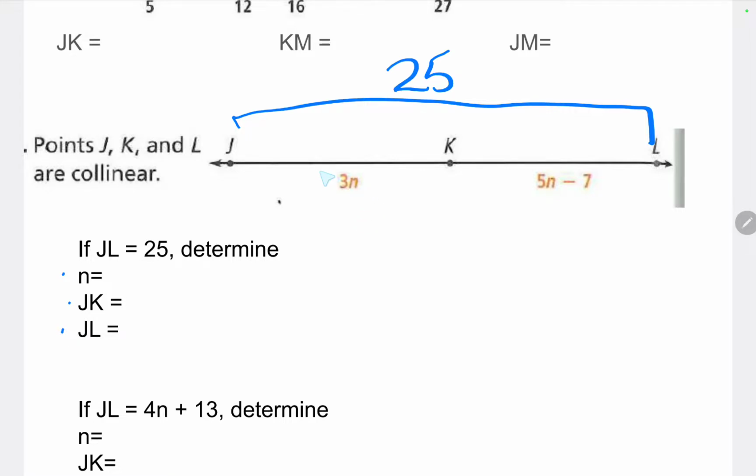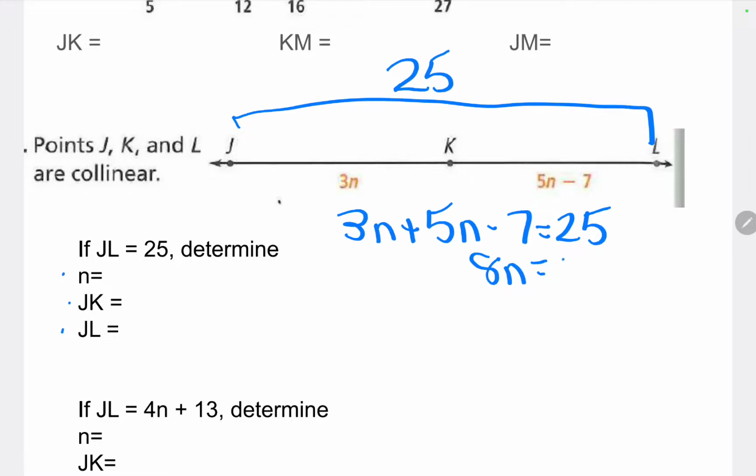So we know from the segment addition postulate that 3N plus 5N minus 7 is going to be equal to 25. And simplifying this, we get that 8N is equal to 32. And this means that N is equal to 4 by the division property of equality, or using the multiplicative inverse.